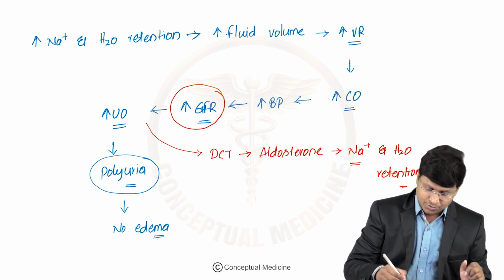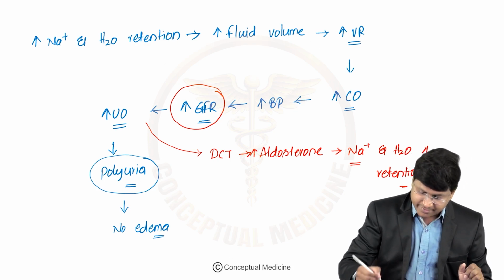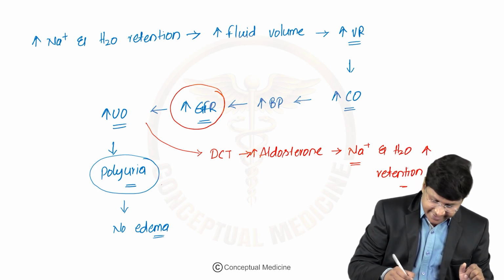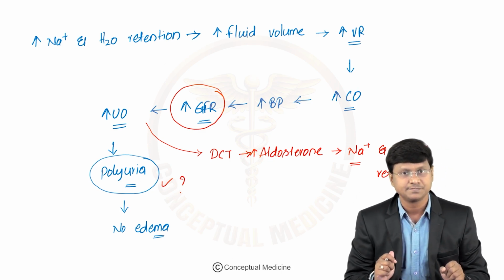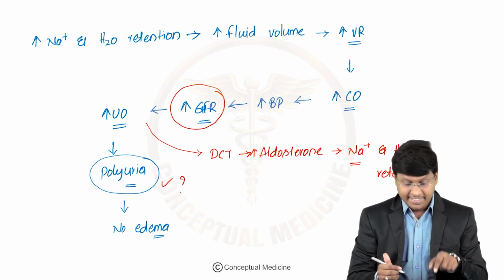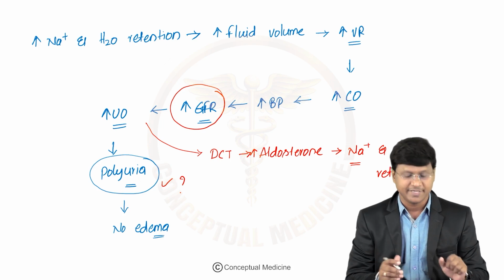In case of Conn syndrome, there is hyperaldosteronism. So there is increased sodium and water retention at the level of the distal convoluted tubule. Then why is this polyuria then? Now let me explain you for this. Actually this is the sequence. Polyuria will be there. In spite of increased aldosterone, there will be polyuria. Why? Let me explain you.